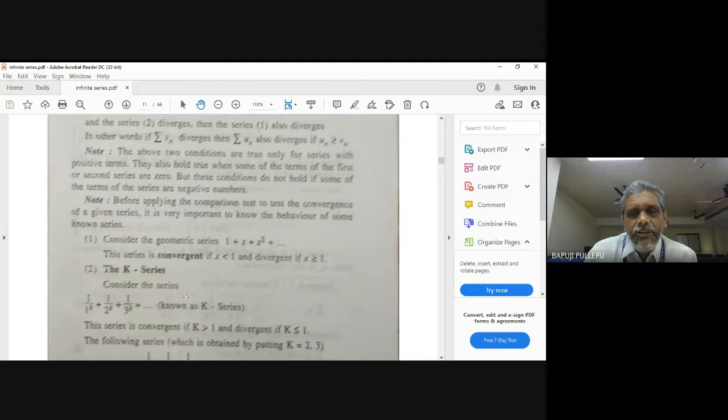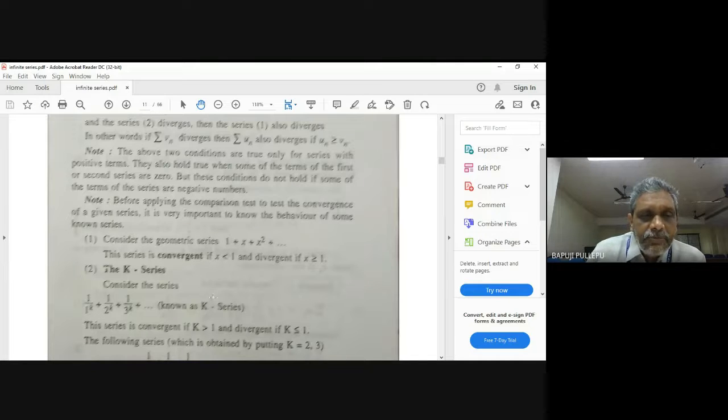This is already known: 1 plus x plus x square plus so on means what? 1 minus x whole power minus 1, where x is less than 1. It is convergent. Is that a rule actually? We have one formula: 1 minus x whole power minus 1 is equal to this series. That is already known, mod x less than 1 only is convergent. It diverges when x is greater than or equal to 1. Just the result you can remember.